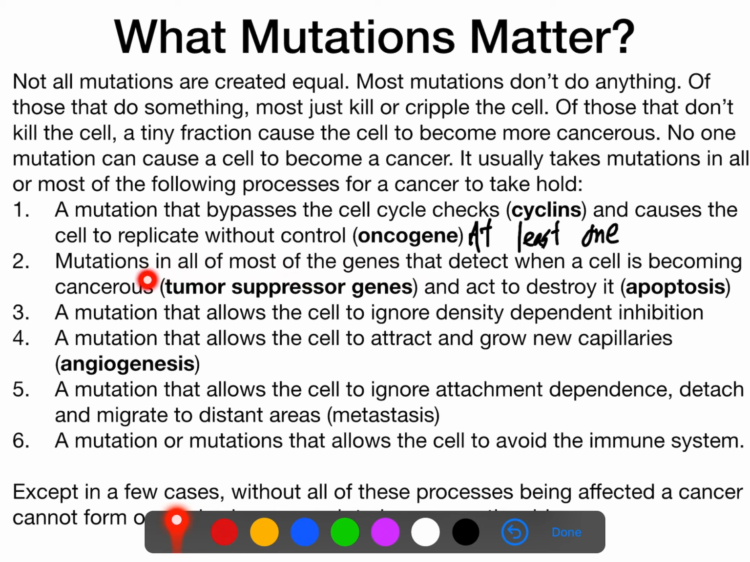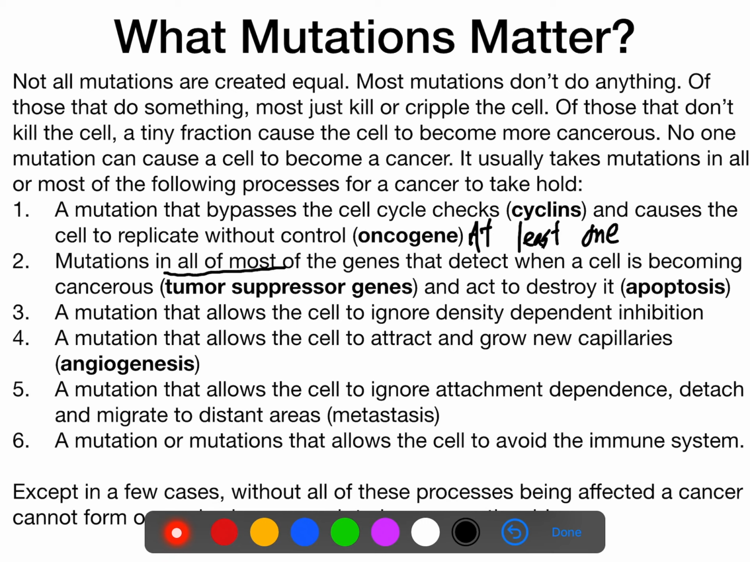Second, you have a whole bunch of genes that are called tumor suppressor genes. These are things that detect when a cell has become tumorous and respond usually by causing the cell to kill itself, to undergo apoptosis. So these tumor suppressor genes detect when a cell is becoming tumorous and they off the cell. You need to have mutations in all or most of the tumor suppressor genes.